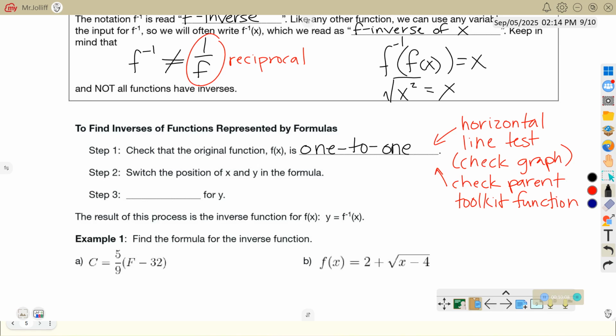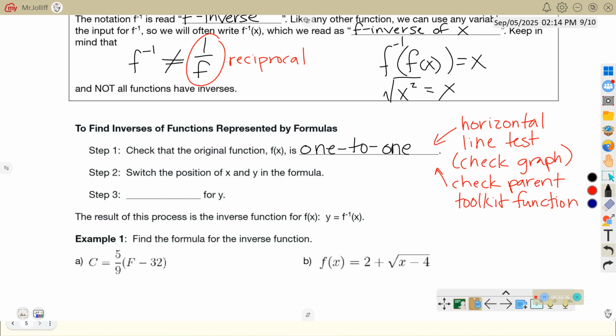If it fails the horizontal line test, if it's not a one-to-one function, there are some things that we can do about that, which we're going to talk about on Monday. So if it's not one-to-one, we're going to have a second step off to the side, a branch. Today, we're only going to look at one-to-one functions.